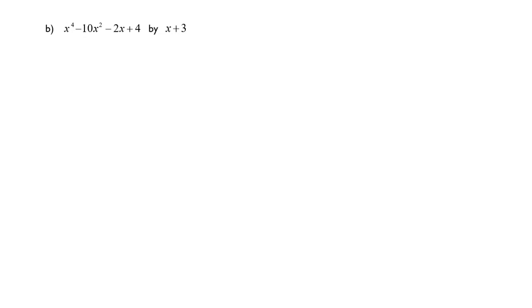Let's try one that's a little more tricky. We've got x plus 3 as the divisor. That means my 0 would be negative 3. Listing from highest to lowest degree, I have x to the fourth with a coefficient of 1, x to the third with a coefficient of 0, x to the second with a coefficient of negative 10, x to the first with a coefficient of negative 2, and x to the 0, or the constant term, just the number 4.